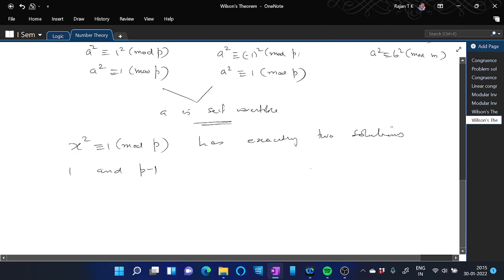For example, x square congruent to 1 mod 10 has two unique solutions, 1 and 9, because 1 square is congruent to 1 mod 10 and 9 square is also congruent to 1 mod 10. So 1 and 9 are solutions to the congruence relation x square congruent to 1 mod 10.